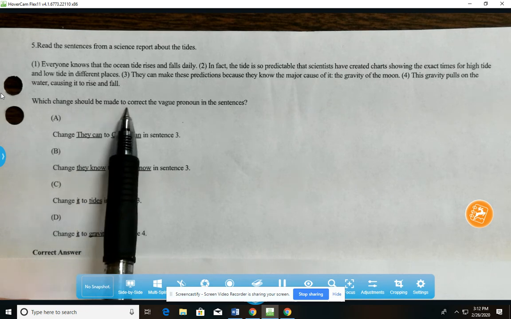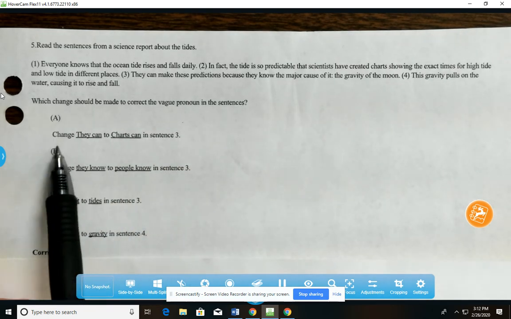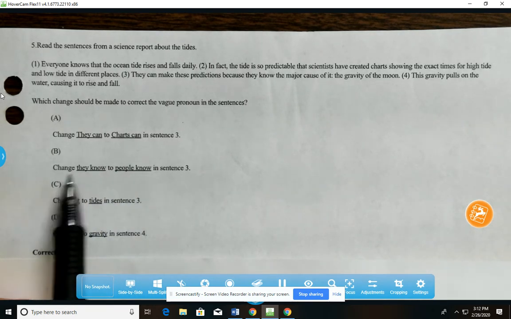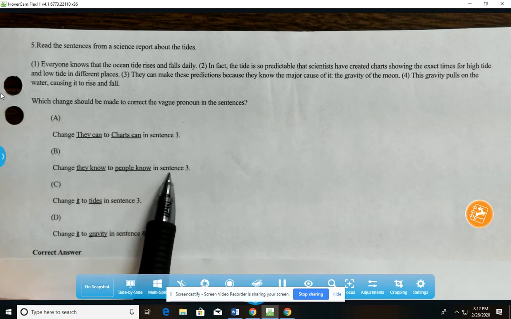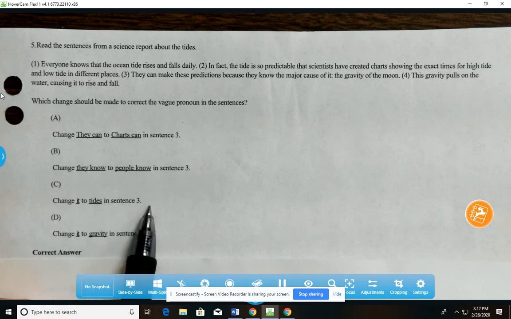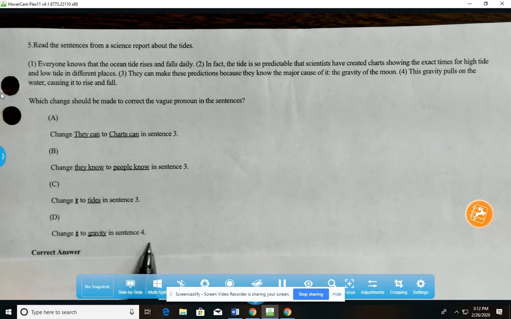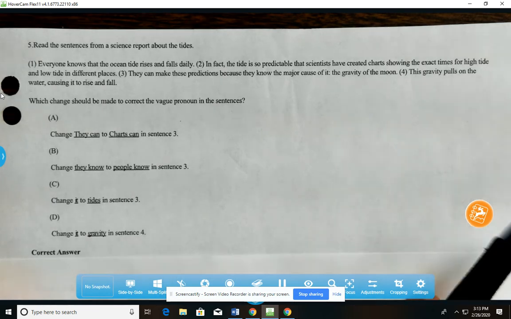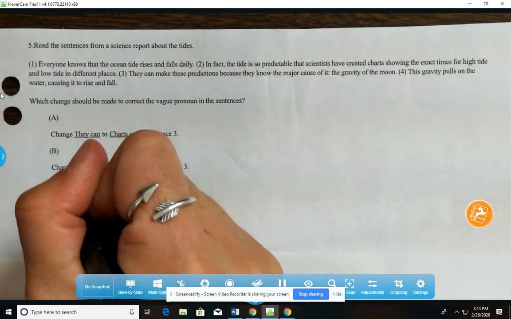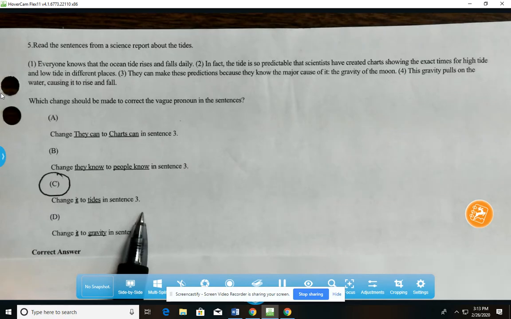Which change should be made to correct the vague pronoun in the sentence? A, change they can to charts can in sentence 3. B, change they know to people know in sentence 3. C, change it to tides in sentence 3. Or D, change it to gravity in sentence 4. In this case, the correct answer is actually C, to change it to tides in sentence 3.